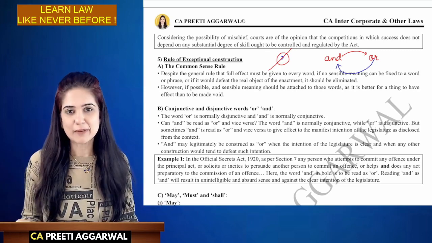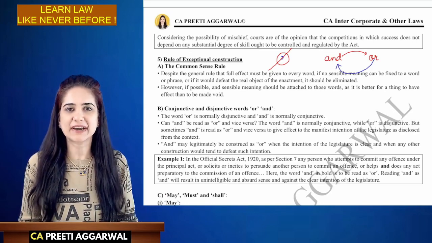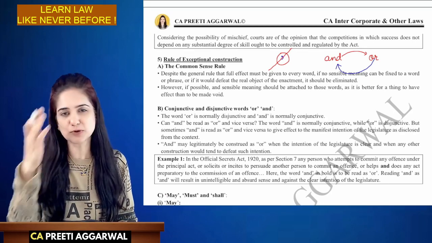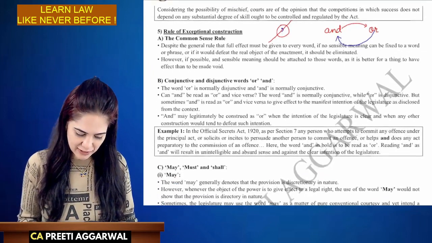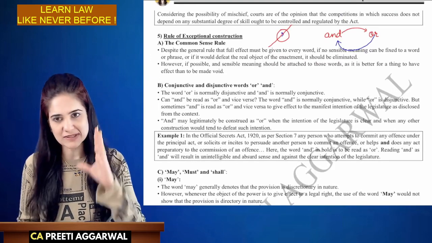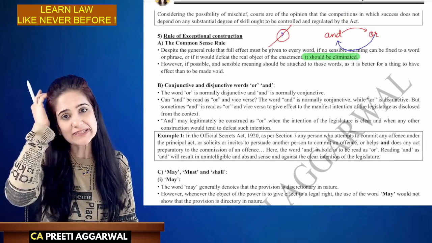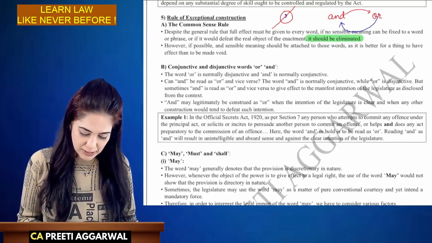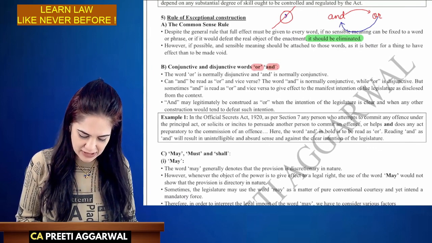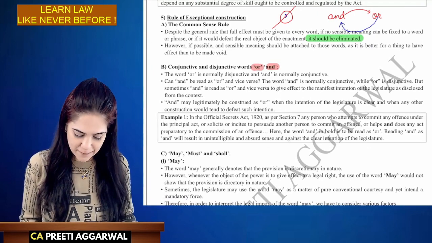Ma'am, why not make an amendment in the act? See, students, it is not possible to amend the entire act just for one word. It's a huge procedure. So the common sense rule says that if you cannot give a sensible meaning to that word, just try to eliminate it and now read the sentence. Is it making more sense? Then you eliminate that word. Sometimes "and" is to be read as "or," sometimes "or" is to be read as "and." See, "and" is basically conjunctive.